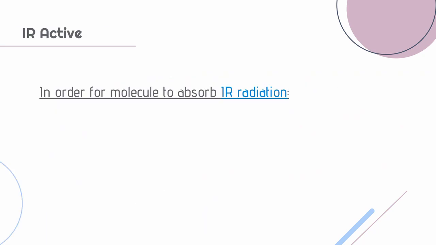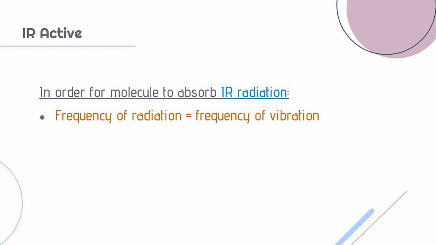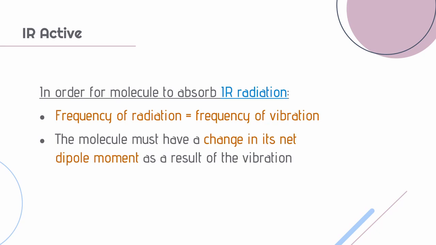When do we say that a molecule is IR active or infrared active? Well, there are two conditions. One, that the frequency of the radiation equals the vibrational frequency of the molecule. Two, there should be a change in the dipole moment of the molecule.